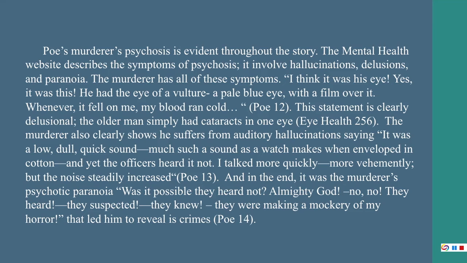Poe's murderer's psychosis is evident throughout the story. The mental health website describes the symptoms of psychosis. It involves hallucinations, delusions, and paranoia. The murderer has all of these symptoms. I think it was his eye.